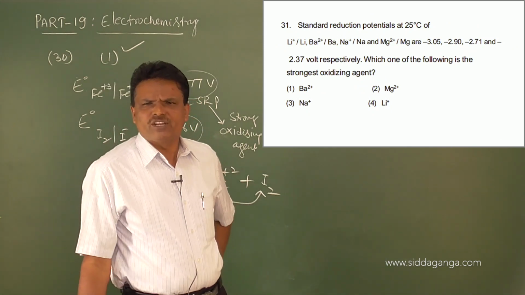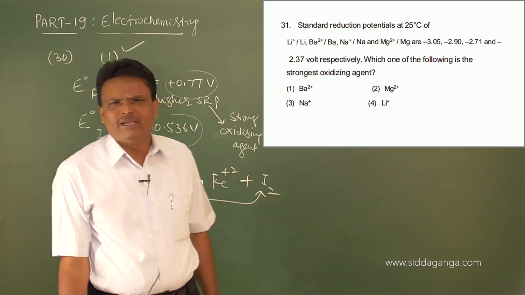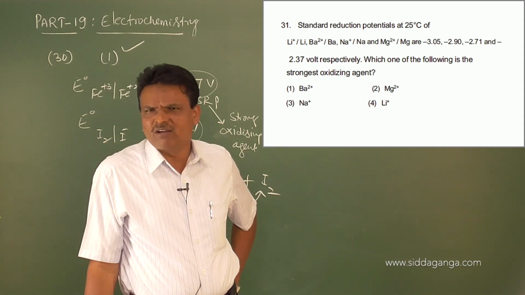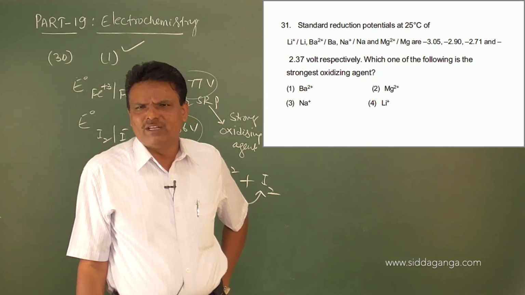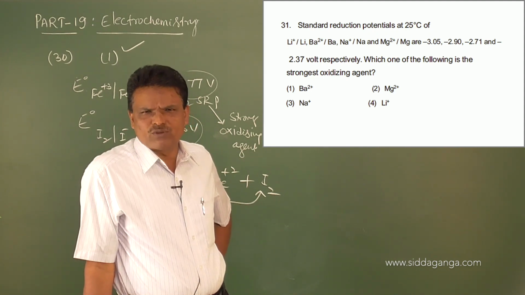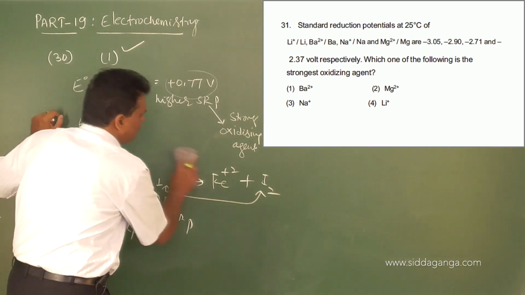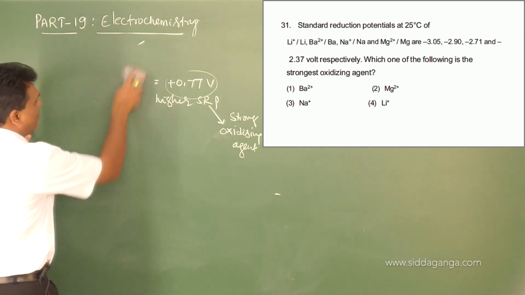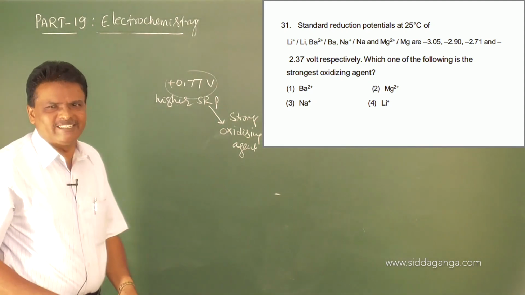Standard reduction potential at 25 degrees centigrade of Li plus to Li, Ba plus 2 to Ba, Na plus to Na, and Mg plus 2 to Mg are minus 3.05, minus 2.90, minus 2.71, and minus 2.37 volts respectively. Which one of the following is the strongest oxidizing agent? I told you here, observe: higher the SRP value, the stronger the oxidizing agent. Higher SRP is strong oxidizing agent.